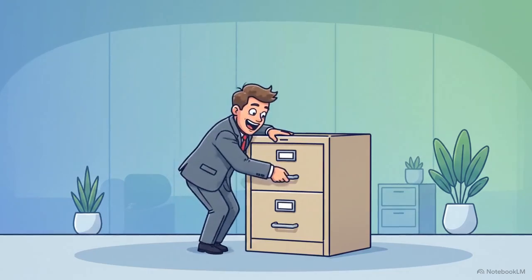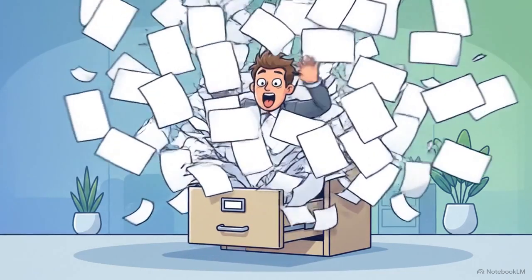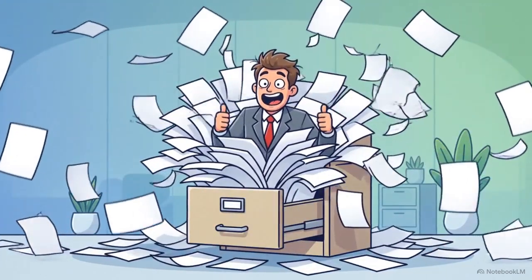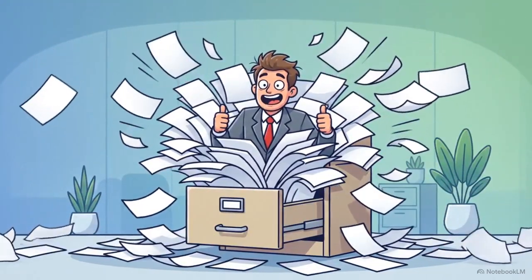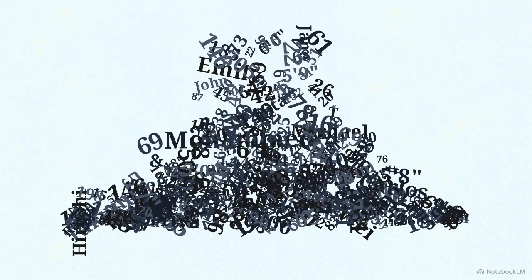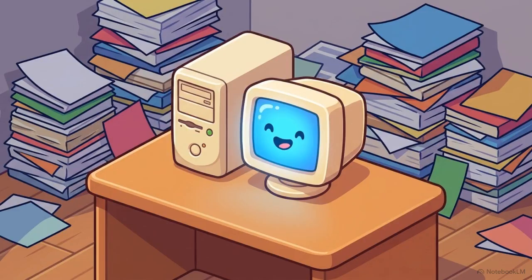Imagine walking into your office, opening a single filing cabinet, and suddenly you are buried alive in thousands of unlabeled, scattered documents. This mess is what computer scientists call raw data. It is a mountain of disconnected names, numbers, and test scores that don't actually tell you anything useful on their own. That is exactly where a computer steps in.